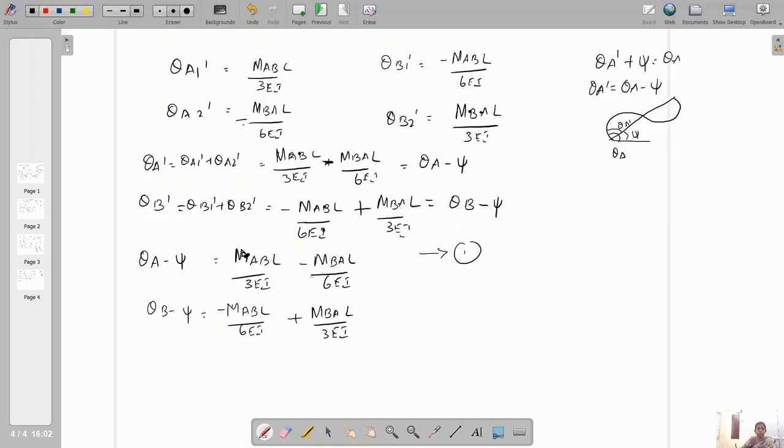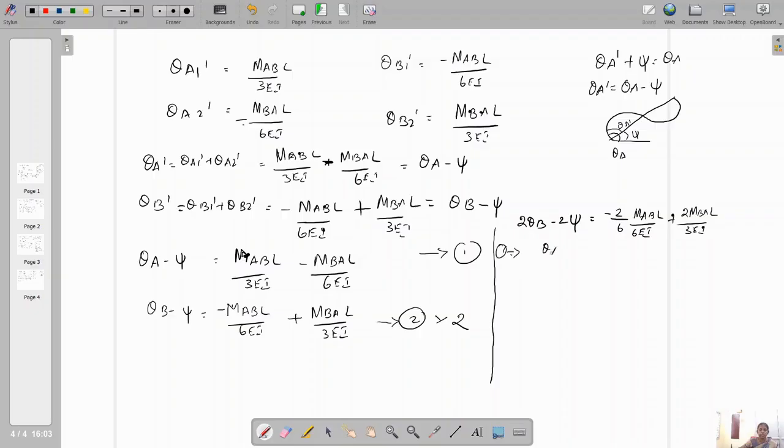We can eliminate any one of the moments to get the other. First, we are going to eliminate MAB. We can consider MAB to be eliminated. For that, if you multiply equation 2 by 2, you will get 2 theta B minus 2 psi equal to minus 2 MAB L by 6EI plus 2 MBA L by 3EI. And the first equation I have directly taken.